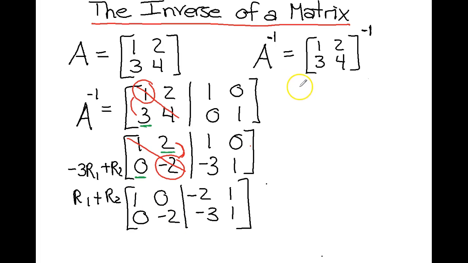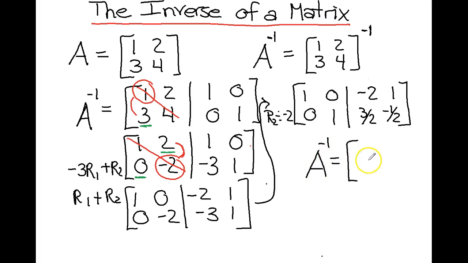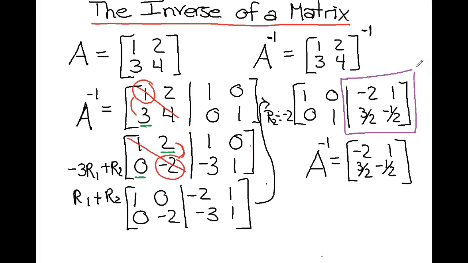I'm going to take row 1 and do nothing to it because that number is already a 1. But I'm going to divide row 2 by a negative 2. When I do that, what I get is 0, 1, 3/2, and negative 1/2. My inverse of matrix A is negative 2, 1, 3/2, and negative 1/2. My inverse is always what ends up on this side of my matrix after I'm done converting.